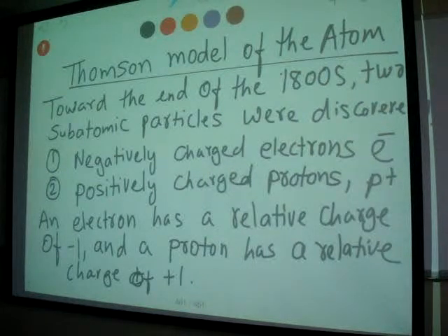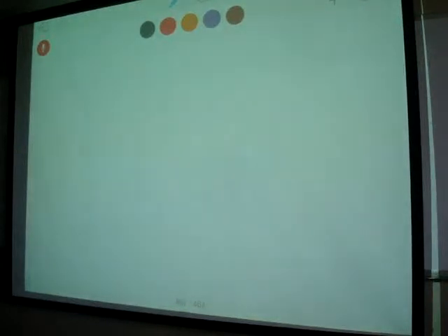So now we'll discover how J.J. Thompson proposed his model of the atom. Alright? So now we'll find out in the next slide. Okay, he proposed the subatomic model of the atom in 1903.